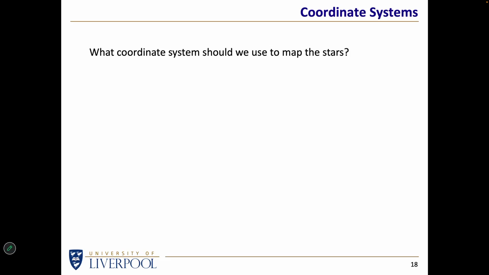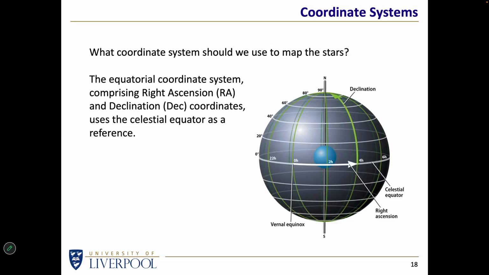Okay, so what coordinate system are we going to use? We can't simply measure star positions relative to each other. We need an absolute coordinate system. You're probably familiar with the idea of right ascension and declination. They are effectively extensions of the Earth-based system. The celestial equator is simply an extension of the Earth's equator. The north celestial pole and south celestial pole are just extensions of the Earth's north and south pole. So it's a coordinate system intimately linked to the Earth.